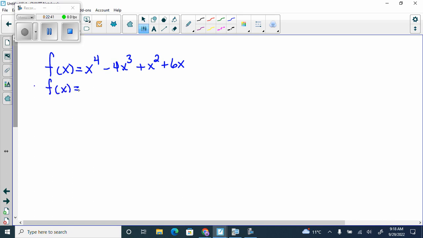Like I said, this is actually easier than the other form because I don't have to do synthetic division to knock this down to x cubed. I just take an x out. So I take out an x, and I'm left with x cubed minus 4x squared plus x plus 6. Boom. Easiest way to get it to x cubed ever.